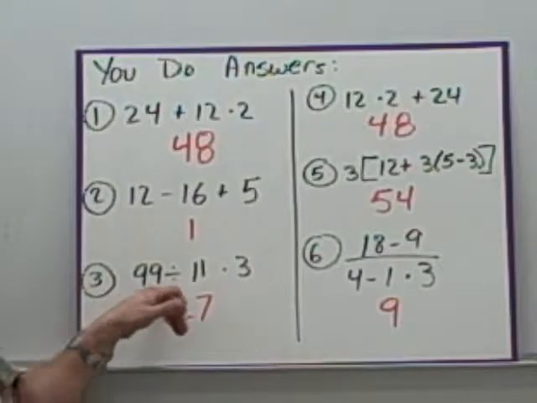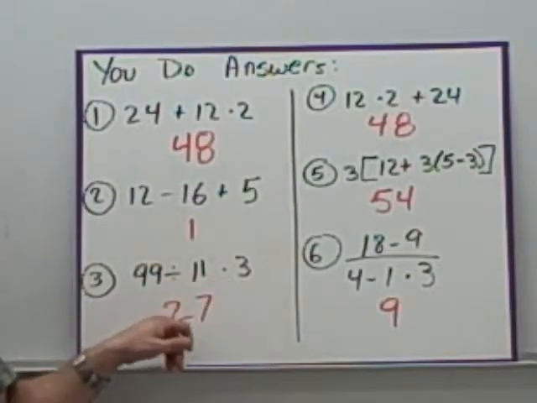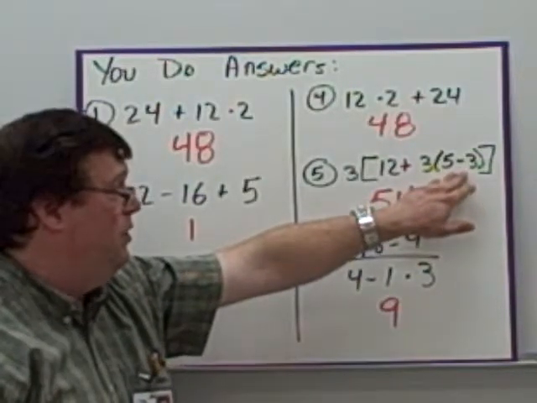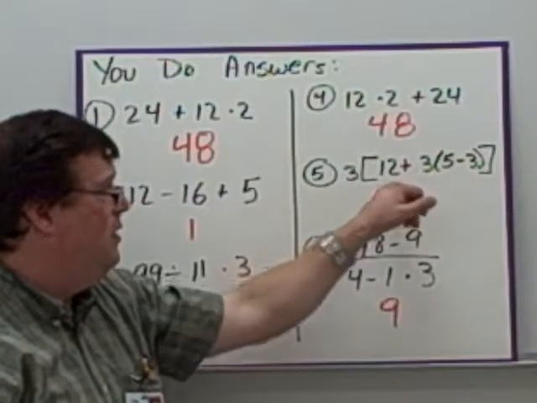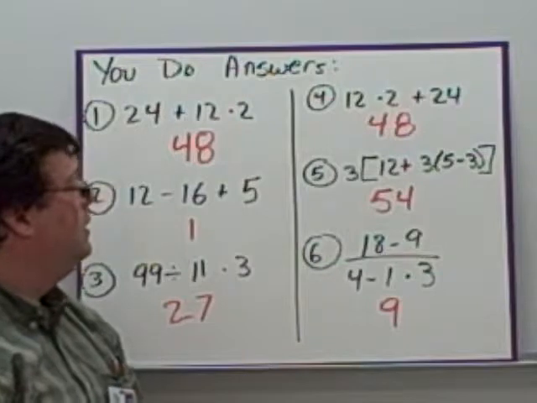Here you do the dividing first. 99 divided by 11 is 9, then multiply by 3, and you get 27. Here you do the 5 minus 3 to get 2. 2 times 3 is 6. 12 plus 6 is 18. 3 times 18 gives you the 54.